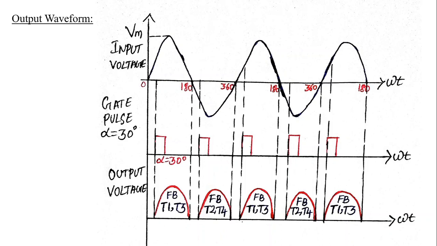And one more thing, here we need no commutation circuits to turn off the thyristor, because we are using a resistive load. Resistive load means when the voltage reaches 0, at that time the current also reaches 0. So natural commutation or line commutation happens, and no external circuit is needed for commutation purposes. Here commutation happens naturally.